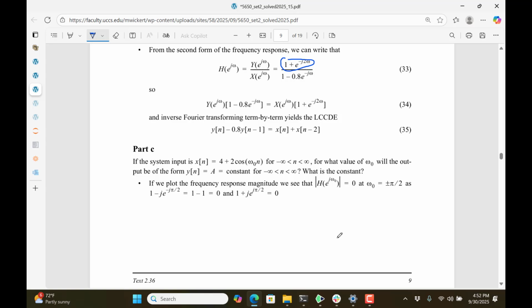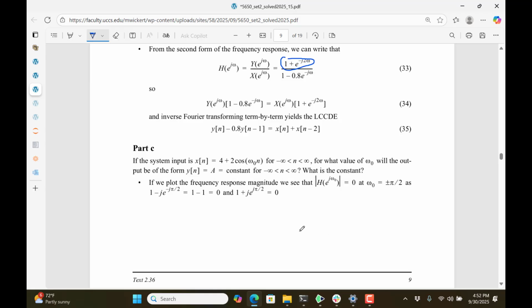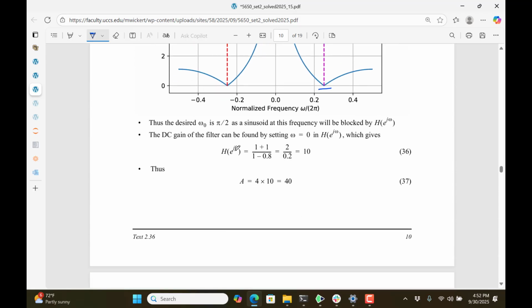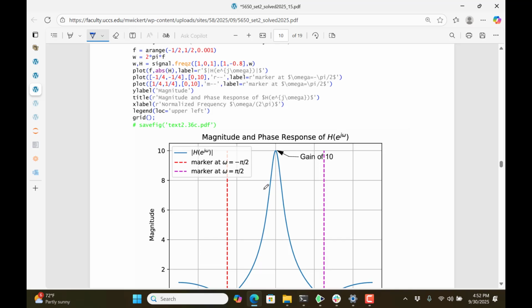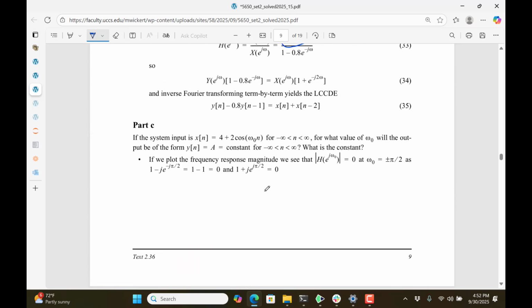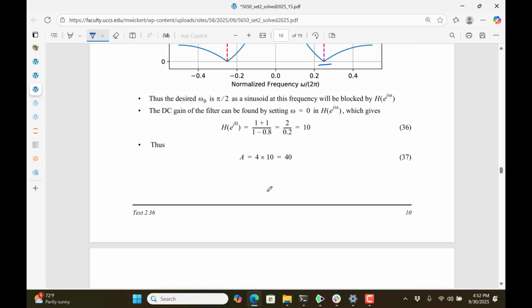I'll put in omega equals 0, and I do that in the second part over here, e to the j0, and I find out I get 1 plus 1 over 1 minus 0.8, so I get a gain of 10. And that's without actually drawing the picture. I can just get that, and then I know to get 40, I set A equal to 40 in order to get the desired 4 coming out of this. So A is going to be equal to 40 in this case.